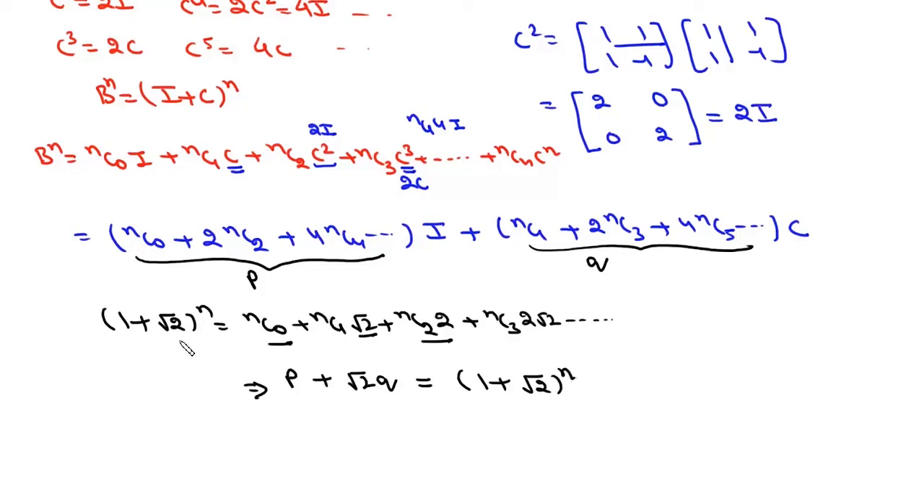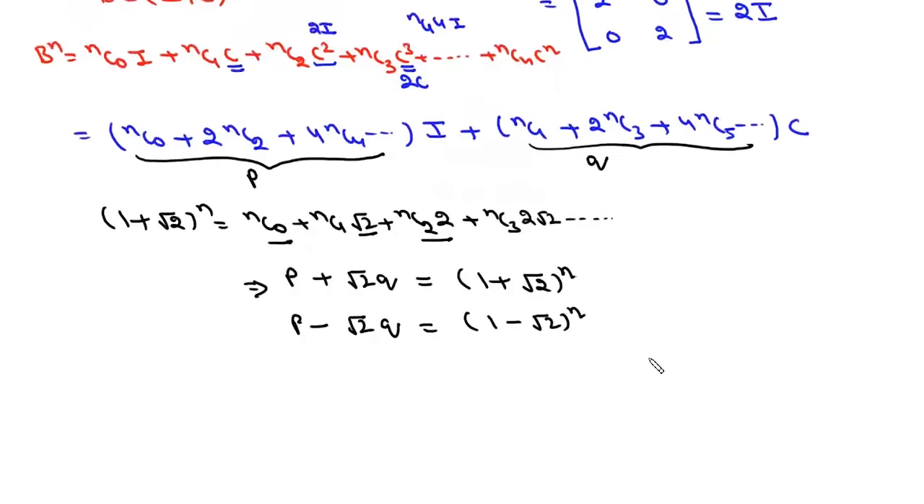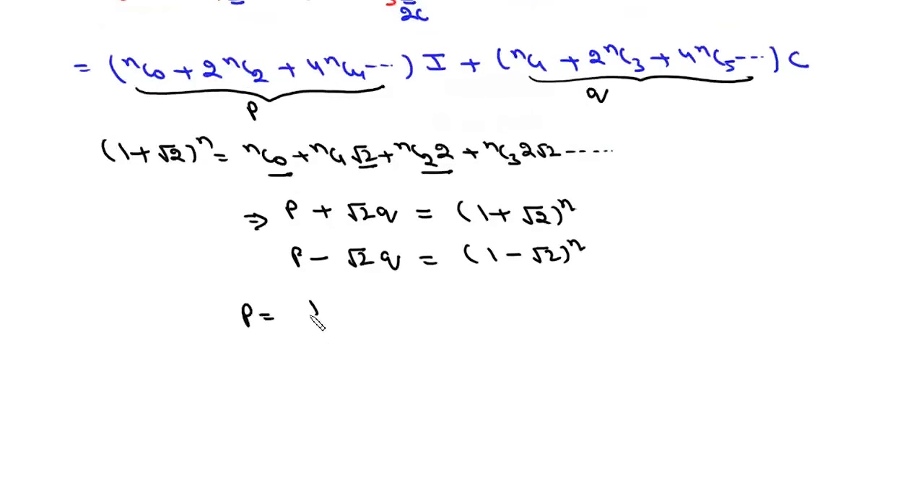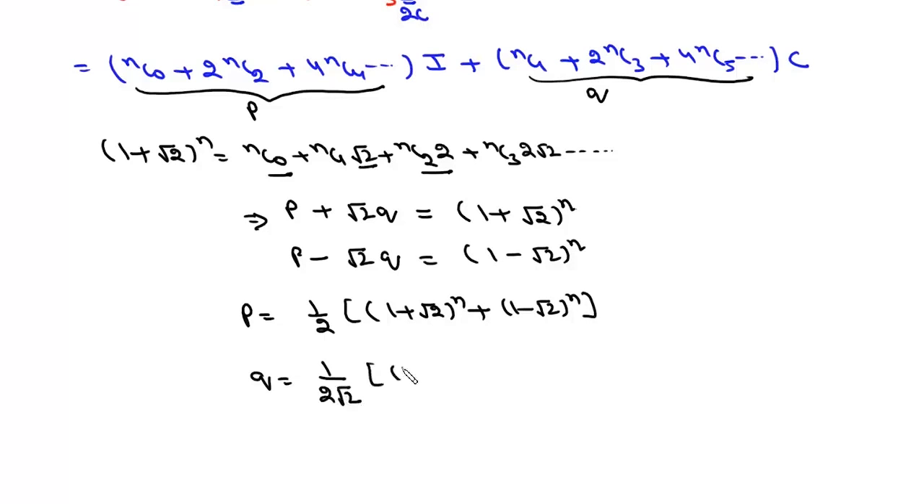So the value of P plus root 2Q will be simply 1 plus root 2 to the power n. And if we take 1 minus root 2, it will be alternate plus minus. Then we'll get P minus root 2Q, and there will be 1 minus root 2 to the power n. Now if we add them, we'll get the value of P. So we'll get this P as 1 by 2 into 1 plus root 2 to the power n plus 1 minus root 2 to the power n, and if we subtract them, we'll get this Q as 1 upon 2 root 2, and then it'll be 1 plus root 2 to the power n minus 1 minus root 2 to the power n.